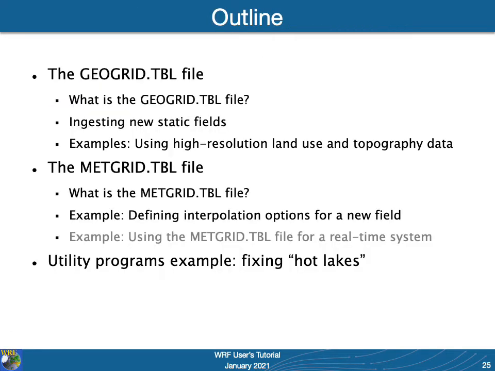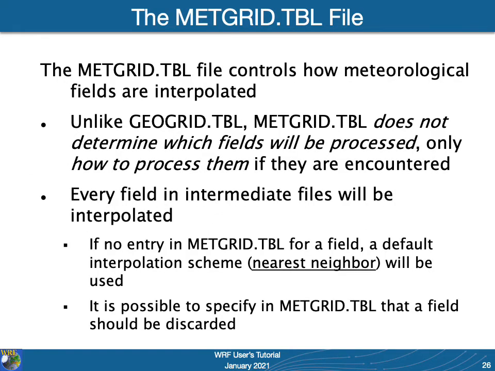So now we'll turn our attention to the metgrid table file, and we'll explain how this file is used by the metgrid program, and we'll look at one detailed example. So the metgrid table file is a text file that tells the metgrid program how to horizontally interpolate fields that it finds in intermediate files. And this is in contrast to the geogrid table file, which told the geogrid program which fields had to be found on disk. So the metgrid table only tells the metgrid program how to interpolate fields if they are found.